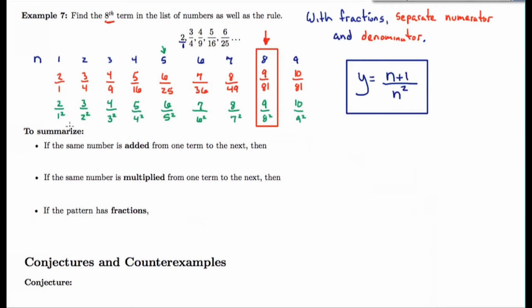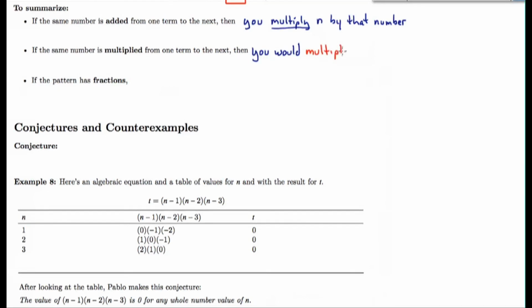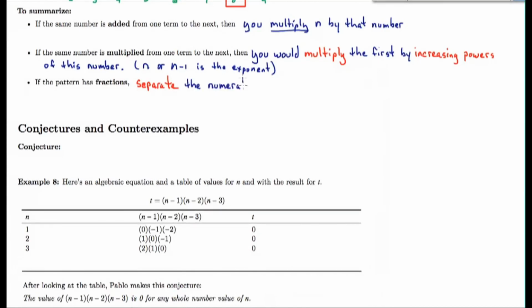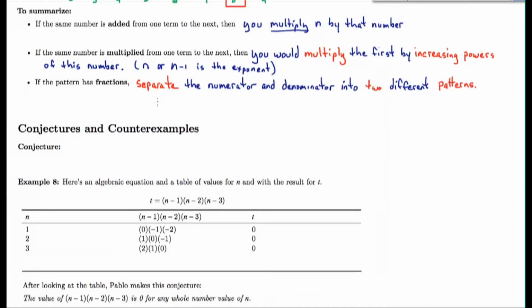Okay, so let's summarize here. If the same number is added from one term to the next, then you multiply n by that number. If the same number is multiplied from one term to the next, then you would multiply the first term by increasing powers of this number. In our examples above, we used n or n minus 1 as the exponent. If the pattern has fractions, then separate the numerator and the denominator into 2 different patterns. Find the rule for each separately. Okay, if you got this, move on to part 2.